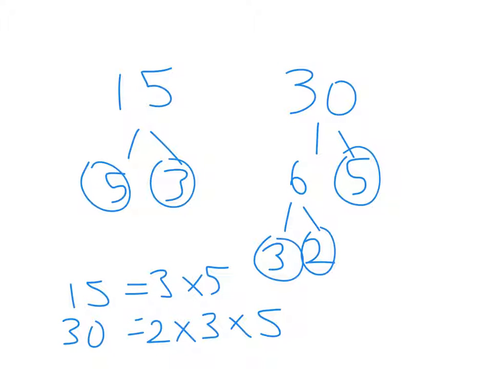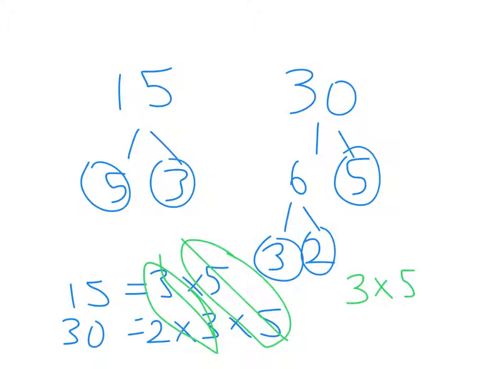So here I have 15 and 30, last example. I'm going to go ahead and prime factorize them as I did. And I have 3 times 5 and 2 times 3 times 5. So I'm going to circle the ones that are shared. These are shared. These are shared. I only write them down once. 3 times 5. 3 and 5. And then I write down the extra one, which is 2.